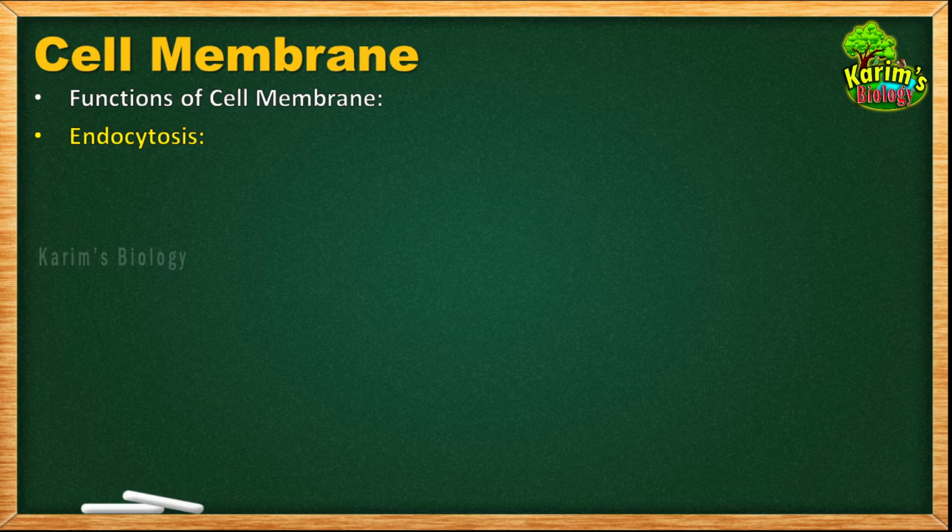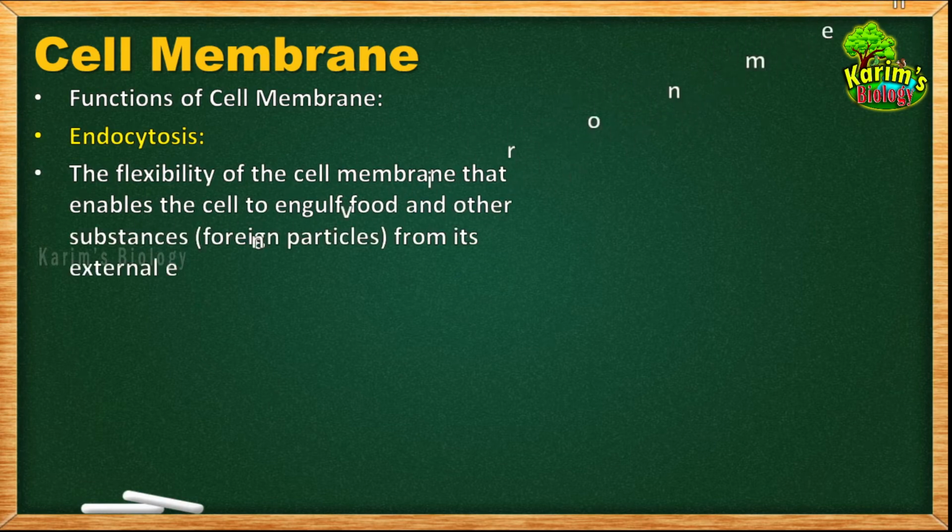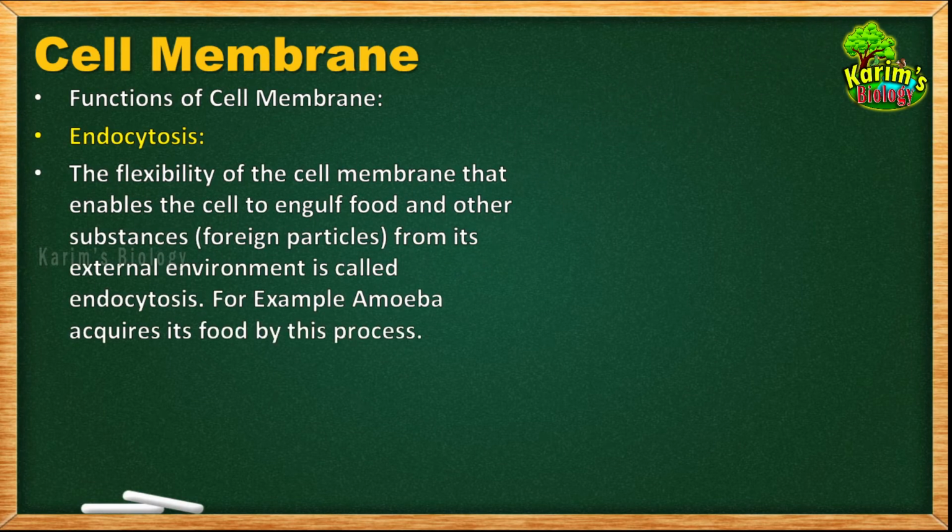No. The smaller molecules can enter into the cell through the plasma membrane very easily, but some molecules such as food particles, when they have to enter into the cell, may not simply go through the plasma membrane or cell membrane. Then this property of endocytosis will be useful to the cell. So let us discuss what this endocytosis is. The flexibility of the membrane that enables the cell to engulf food and other substances from its external environment is called endocytosis. Flexibility of the cell membrane.